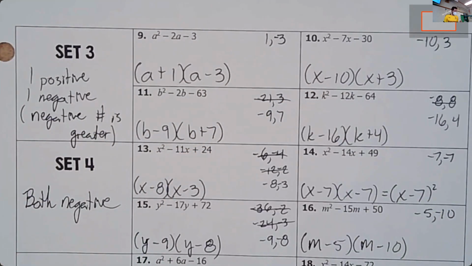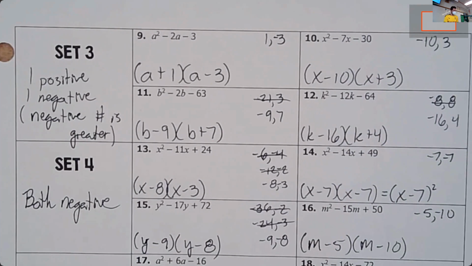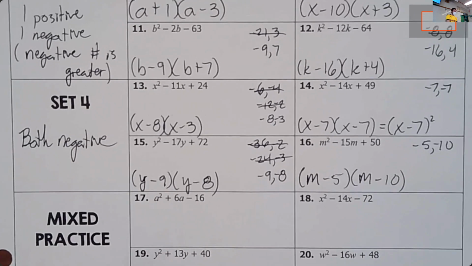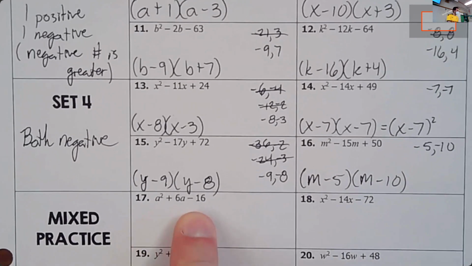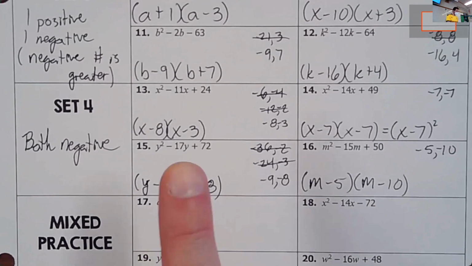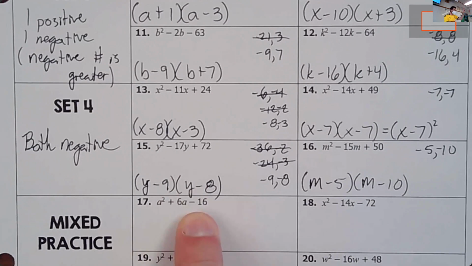So the next 6 problems are mixed practice. It's basically going to be any problem that we've seen from any of the 4 sets over the next 6 problems here. So number 17. We need to add to a positive 6 and multiply to a negative 16. The only way to multiply to a negative is going to be a positive and a negative. So the plus for B and the minus for C, that was set 2. So we need a positive and a negative, and the positive is greater.